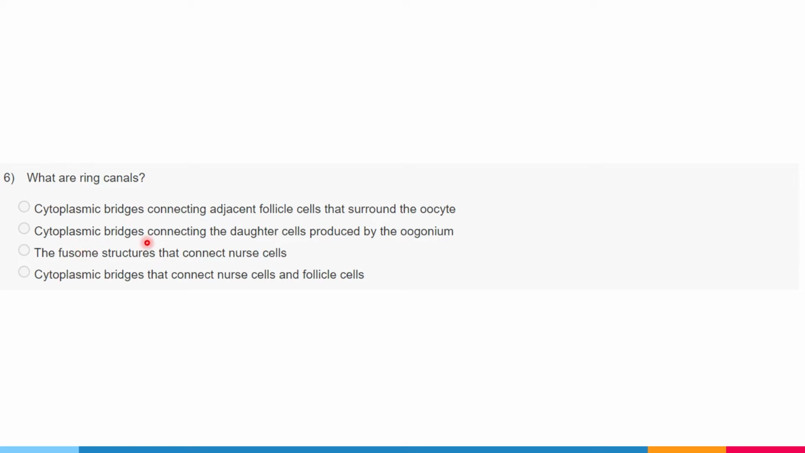These are cytoplasmic bridges connecting the daughter cells produced by the oogonium, the fusome structures that connect the nurse cells, or the cytoplasmic bridges that connect nurse cells and follicle cells. This is a one type correct answer because it is round type. So anyone wants to try and answer this? What exactly are ring canals?